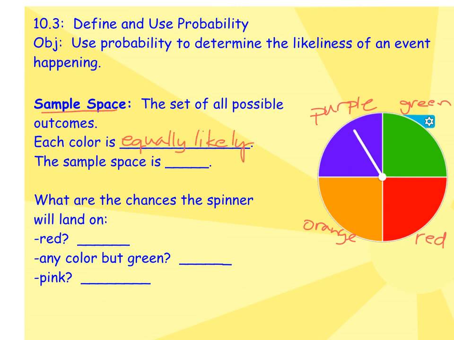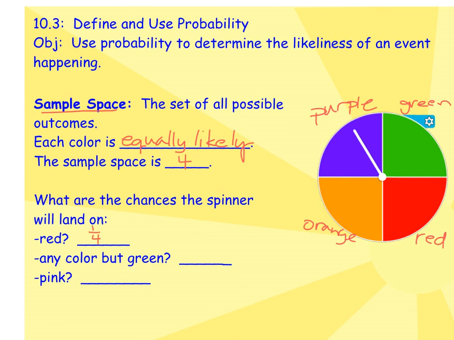The sample space are all the possible outcomes. There are 4 colors to pick from, therefore the sample space is 4. It says, what are the chances the spinner will land on red? So if we were going to spin this and it would land on red, red takes up 1/4 of the entire circle. So there would be a 1/4 chance it lands on red.